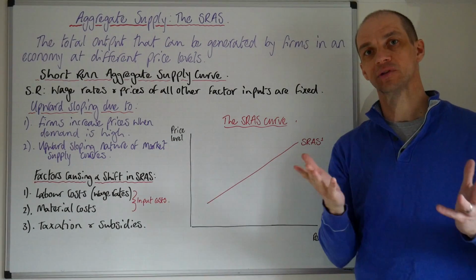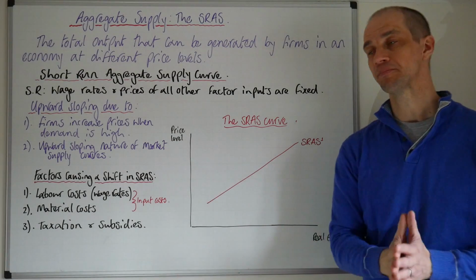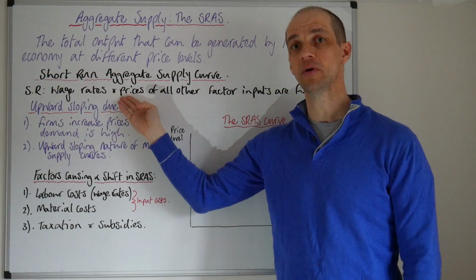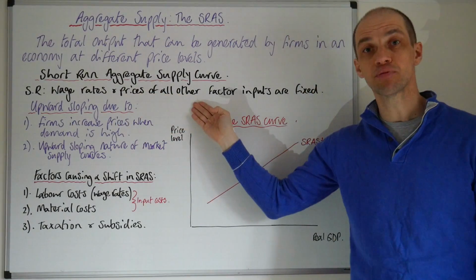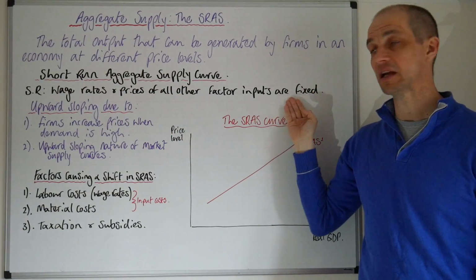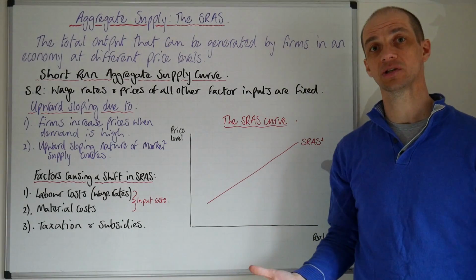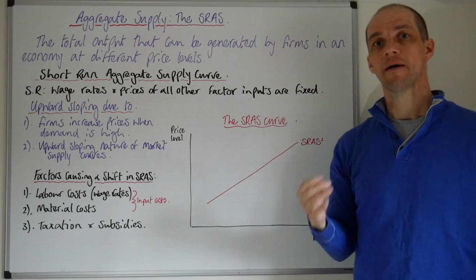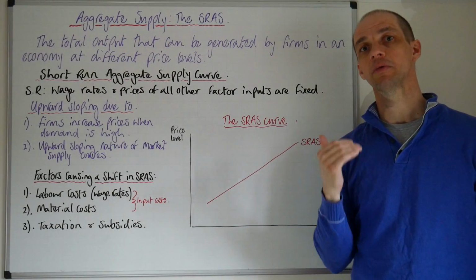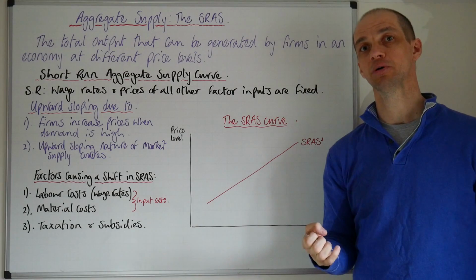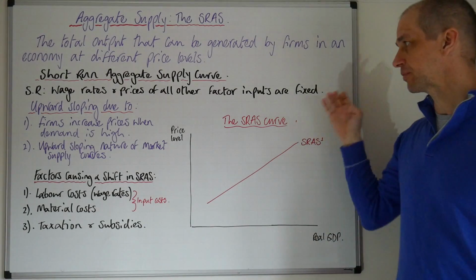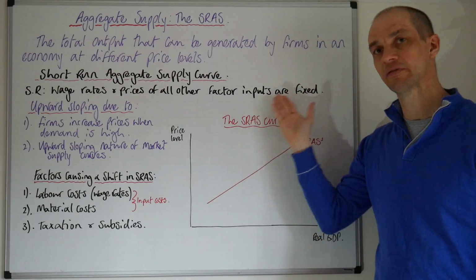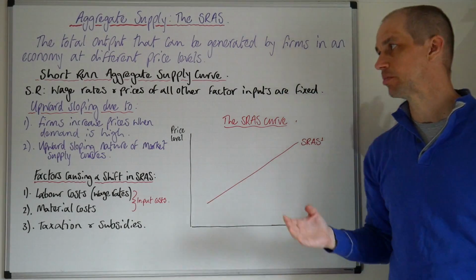Now what is the difference firstly between the short run and the long run? Okay, well let's just take a look. So when it comes to the short run, we've got to bear in mind that wage rates and prices of all other factor inputs are fixed. Okay, so it means that we are fixing at that particular point in time wage rates and the cost of inputs. Now this is important to understand, and we'll look at why this may change, of course, in an economy in just a moment.